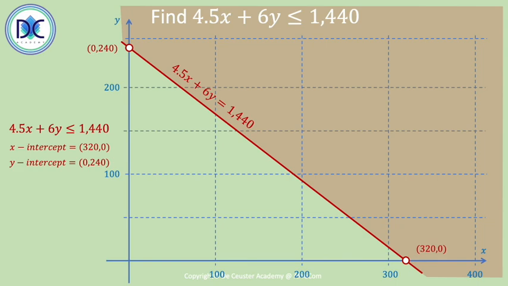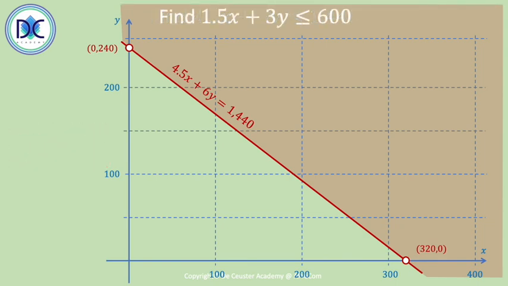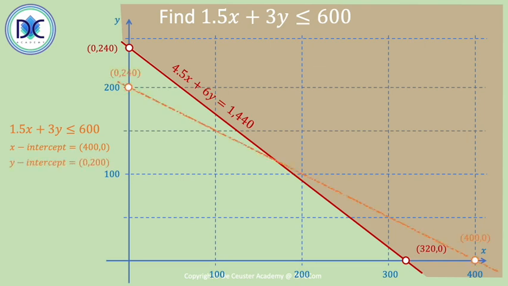The next thing to do is to look for the second equation. So the second equation, which is 1.5x plus 3y smaller or equal than 600. So we have this equation here. We also have the x-intercept, 400 and 0. We have the y-intercept, which is in this case 0 and 200, and the part below is compliant with the solution, so I color the other side.